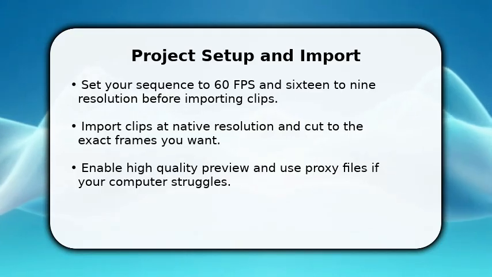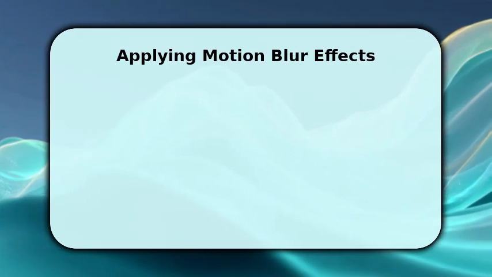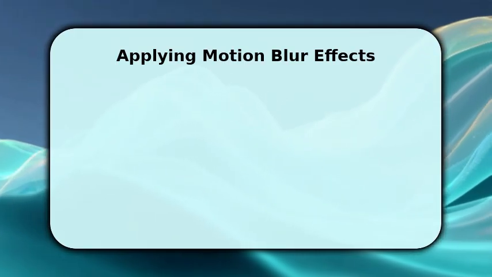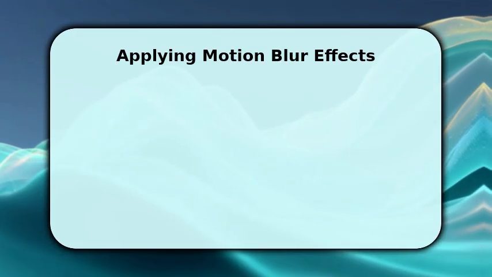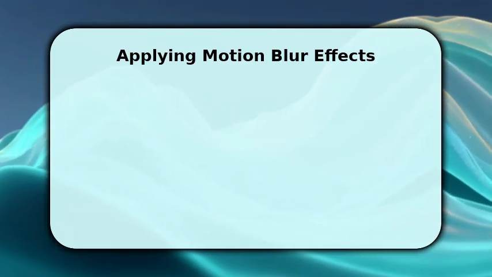Apply the motion blur filter and set blur strength to 50% for a natural look. For stronger blur, duplicate the clip and offset the top layer by 1 frame. Reduce the top layer opacity to 30% to create a ghosting transition.